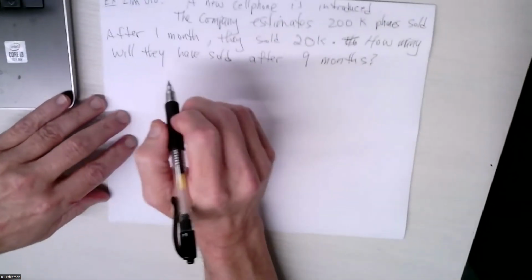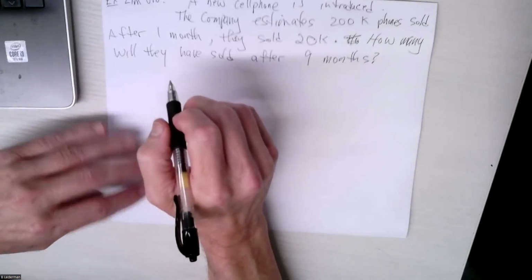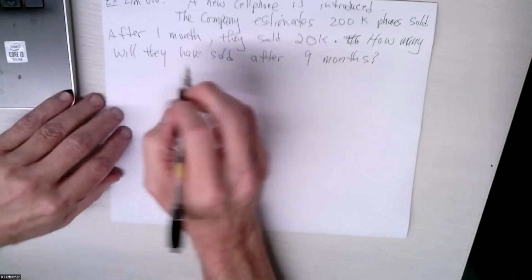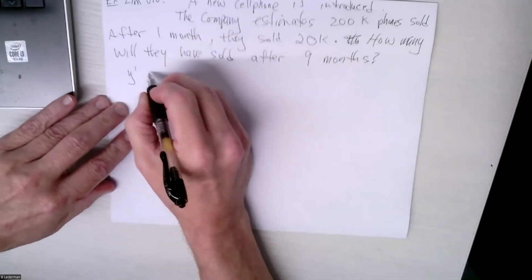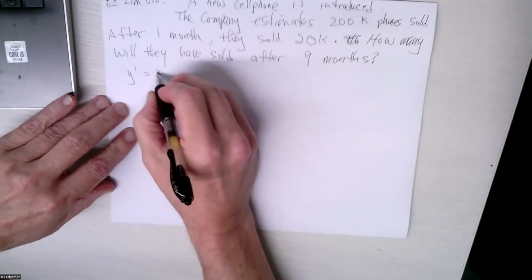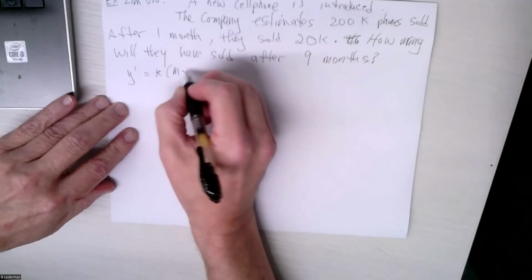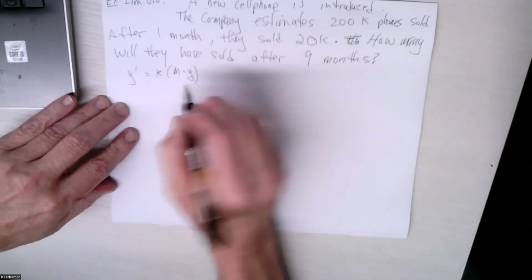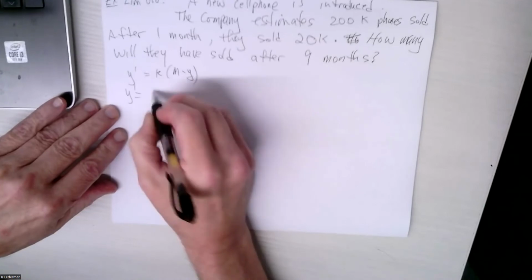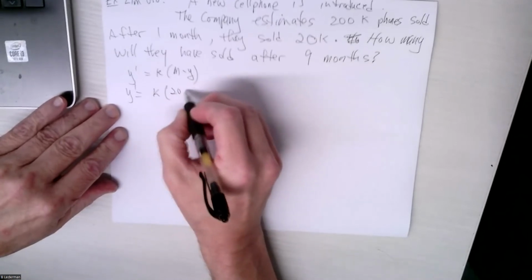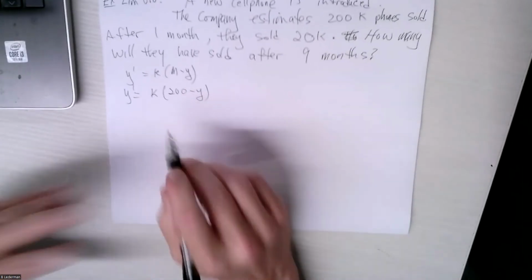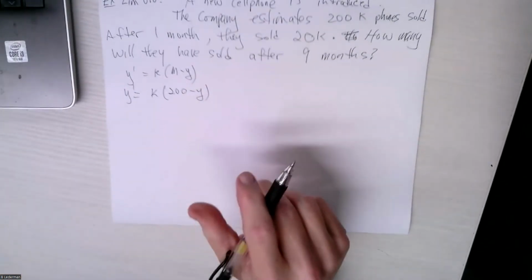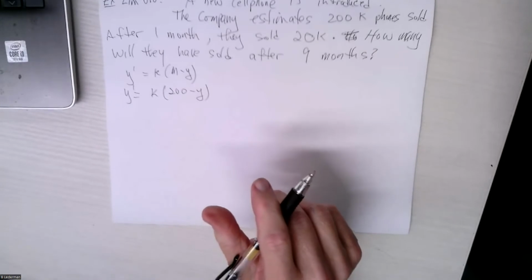So first of all, the formula, as we said, is y prime for limited growth. Y prime equals k times m minus y, which in this case is y prime equals k times 200 minus y. I'm not writing 200,000, just 200, because we're going to keep all the numbers in terms of thousands.